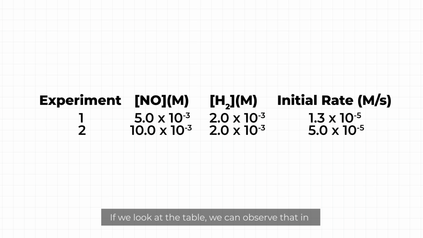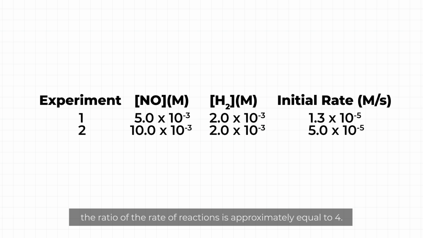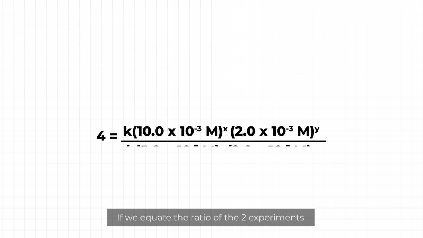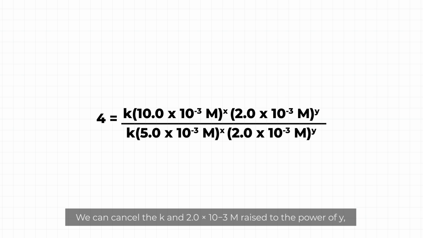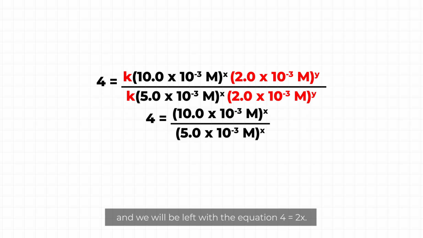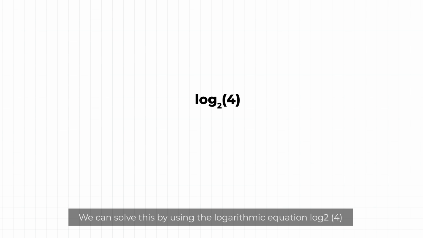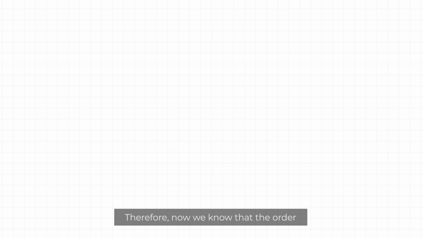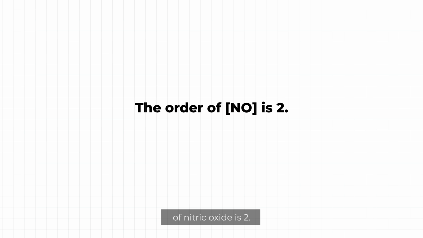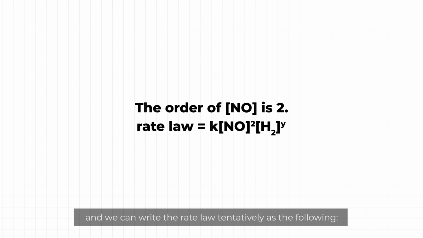If we look at the table, we can observe that in experiments 1 and 2, when the concentration of nitric oxide is doubled while retaining the concentration of hydrogen gas, the ratio of the rate of reactions is approximately equal to 4. If we equate the two experiments as the following equation, we can cancel the k, quantity 2 times 10 raised to negative 3 raised to y, and we will be left with the equation 4 is equal to 2 raised to x. We can solve this by using the logarithmic equation log 4 to the base 2, which will give us 2. Therefore, now we know that the order of nitric oxide is 2, and we can write the rate law tentatively as the following.